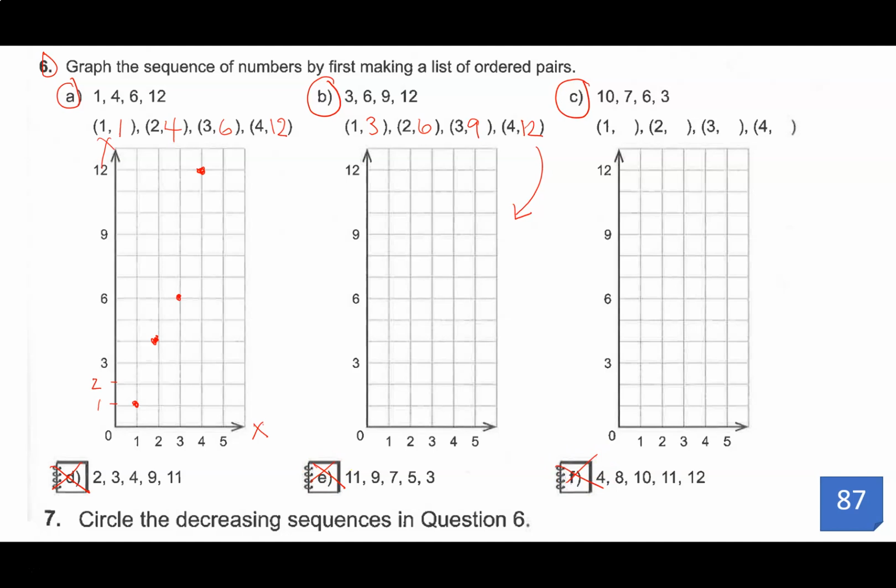Question 7 says, circle the decreasing sequences in question 6. So out of A, B, and C, which graph demonstrated a decreasing sequence? So you may see something going in a downward direction.